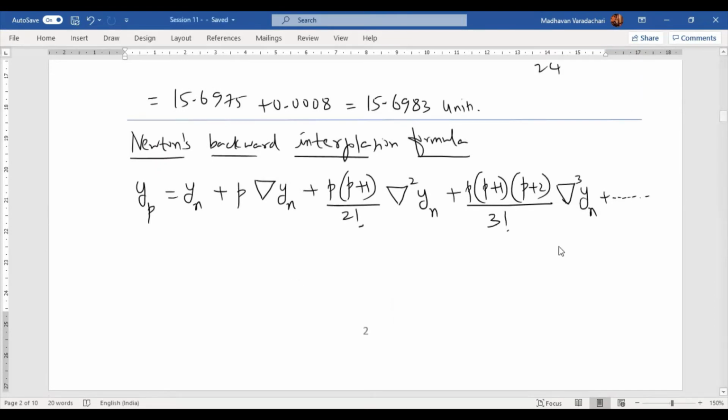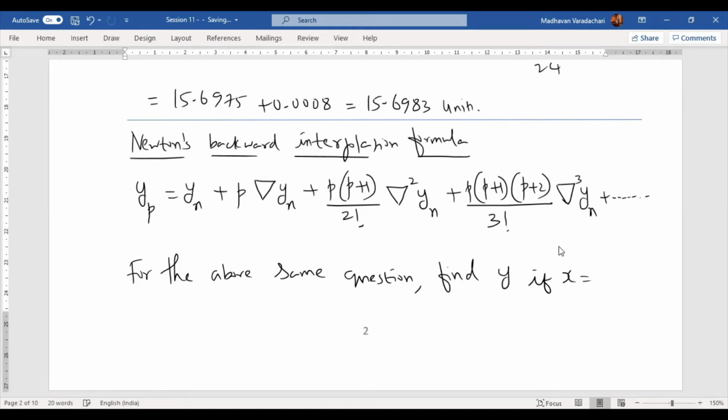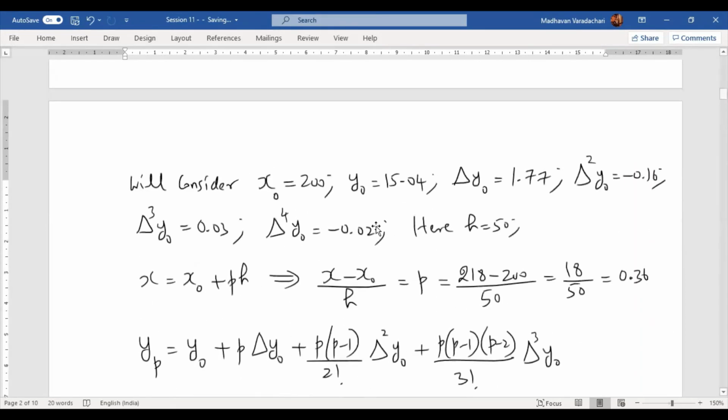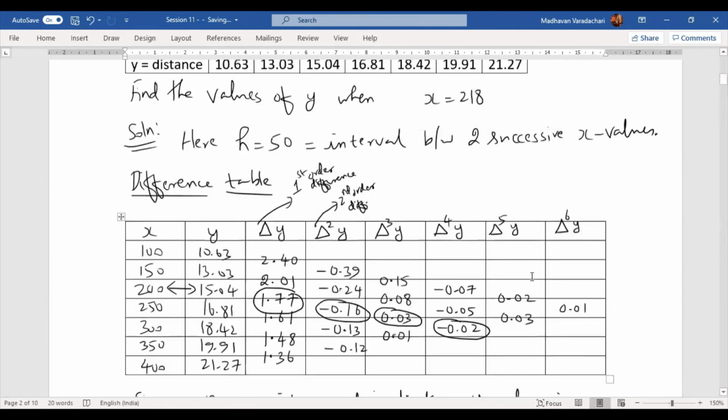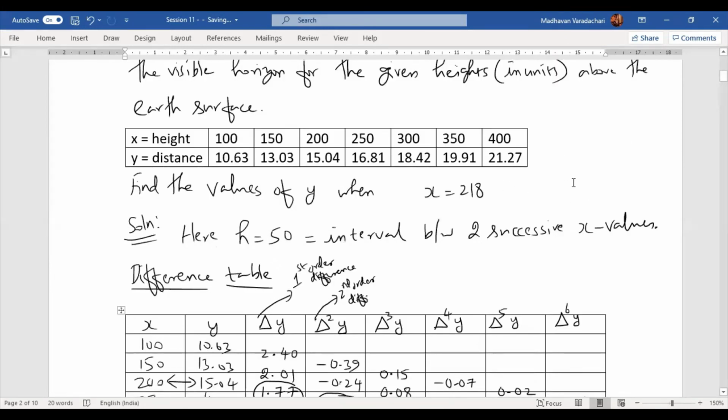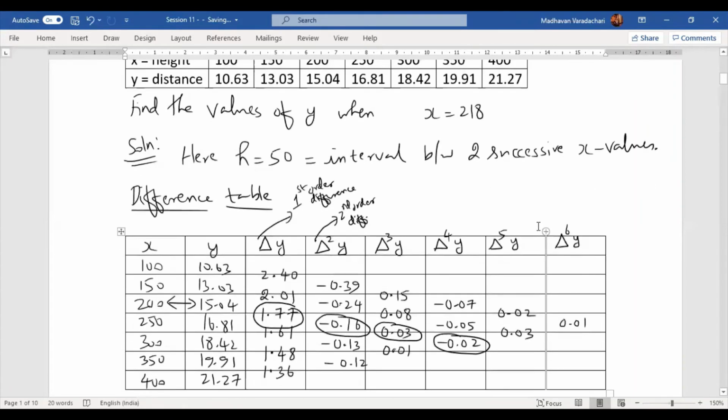So let me write for the above same example, same question: find y if x is equal to 410. Initially, in that I wrote 410 and then I rubbed it actually. In this question, I also wrote 410 and then subsequently I rubbed it. The reason is I want to do it as a different problem. So that is the reason that time I rubbed it.